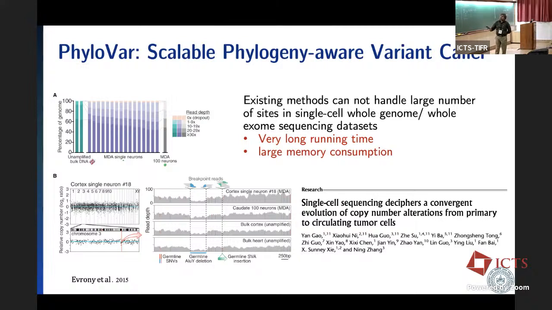To solve this problem, we wanted to develop a scalable phylogeny-aware variant caller. Essentially, we want to solve these two problems together. I have this kind of read count data coming from individual cells. The number of cells can still be small, but for each cell, I have a very large number of sites, which can go even up to millions. Okay, what do we do? How do we deal with this joint problem, variant calling as well as phylogeny inference?